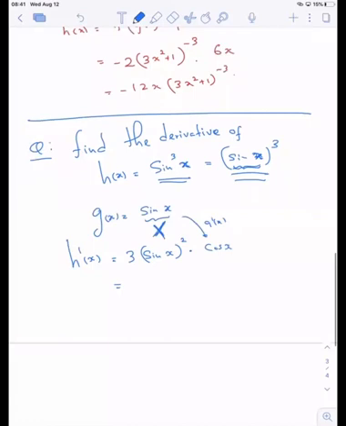Yes, good. Some of you already solved that. 3 times cosine x times sine x squared, or you can write sine squared x. This is the answer. You don't need to write step by step. Once you know how to do that, you can directly write the answer. So it should be fine.